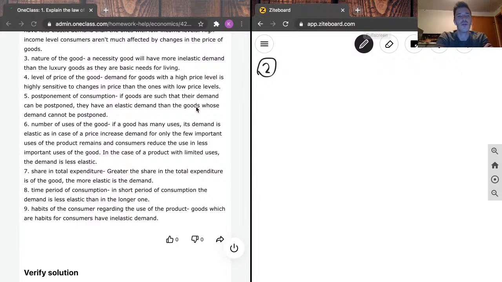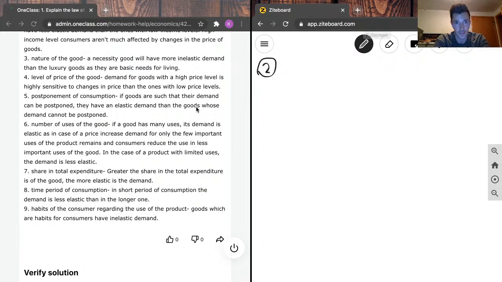Four, level of price of the good. Demand for goods with a high price level is more sensitive to changes in price than the ones with low price levels. Five, the postponement of consumption. If goods are such that their demand can be postponed, they have a more elastic demand than the goods whose demands cannot be postponed.